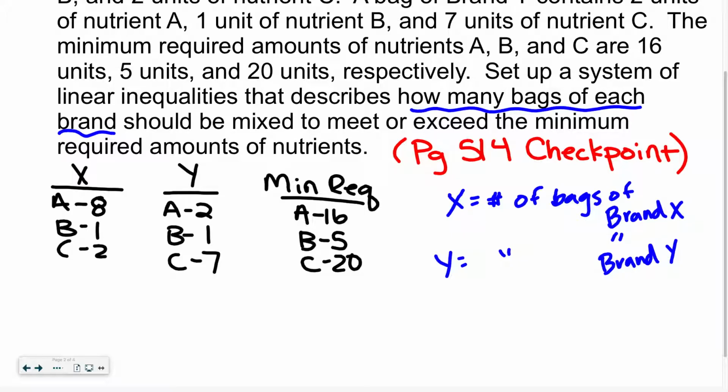Nutrients actually aren't unknown to us. It is unknown to us what those are. Are they fiber? Are they protein? Are they iron? Like, we don't know. But we know how many there are. So they're no longer unknowns. The unknowns are the number of bags.